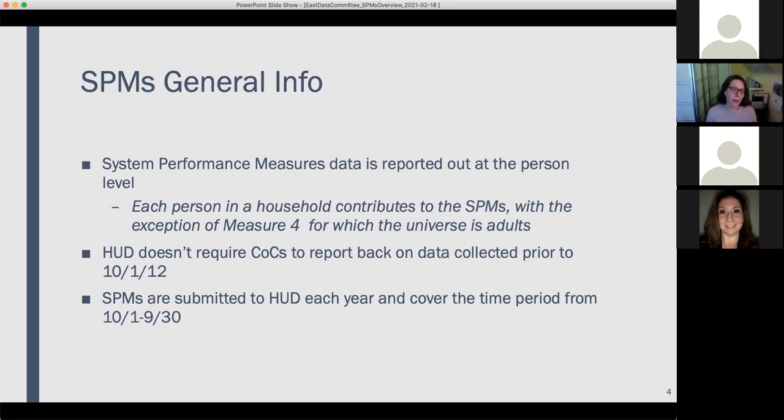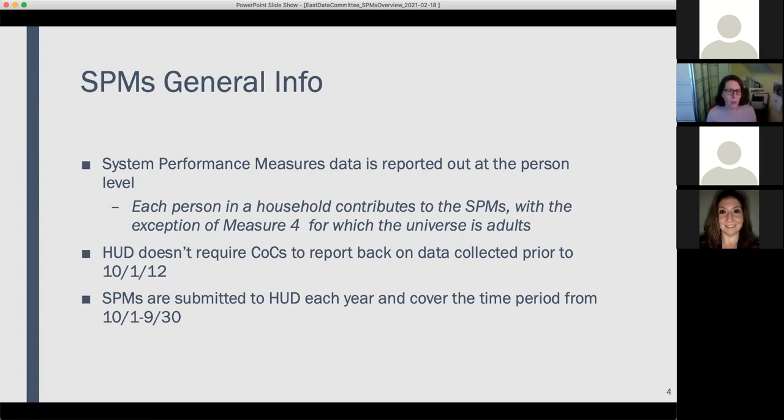So if we think about measure 7, which is exits to permanent housing destinations, a family of 5 with a negative exit will actually be counted as 5 negative exits. Each of those 5 people will be counted as having a negative exit. So it's just something to think about and consider.